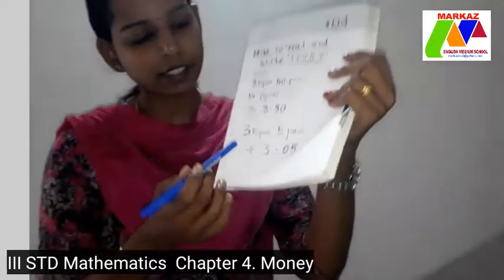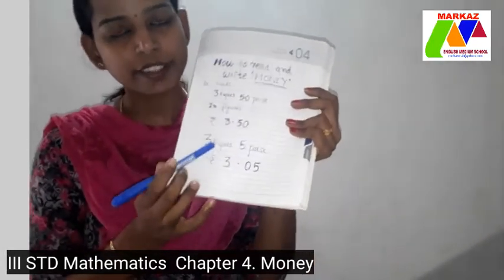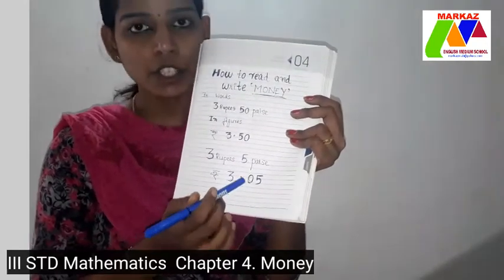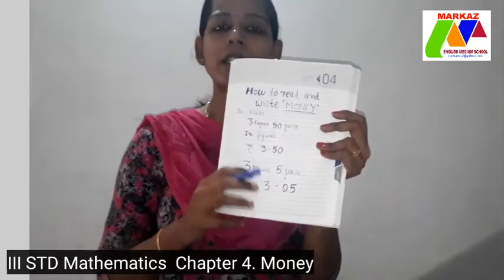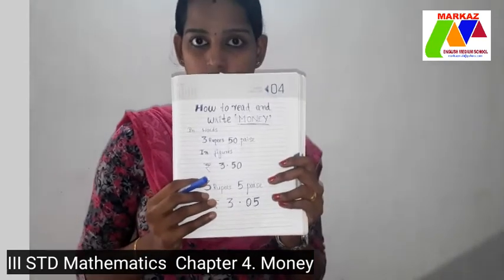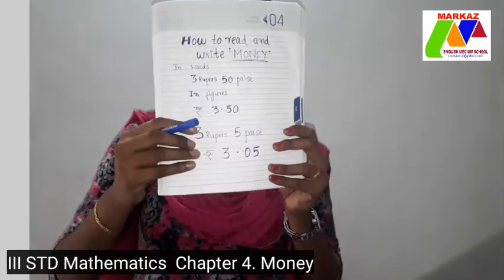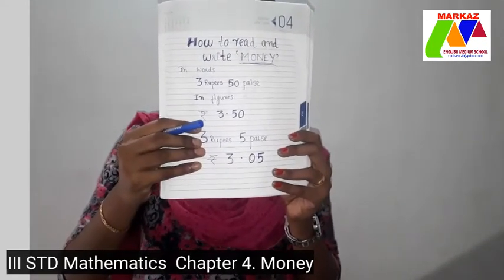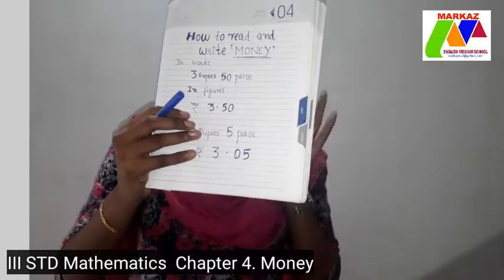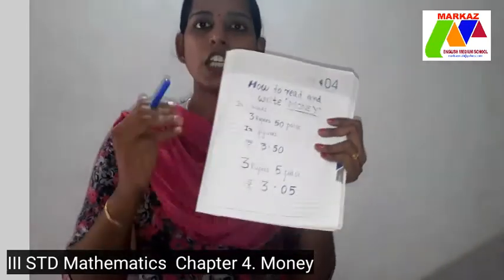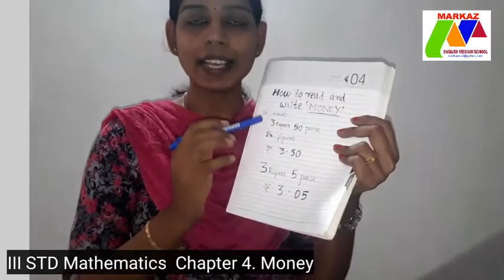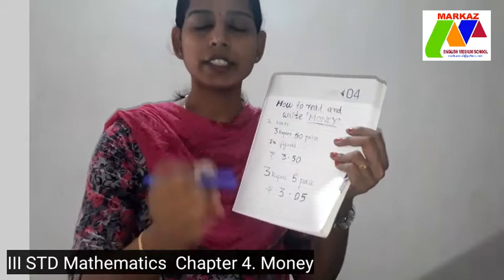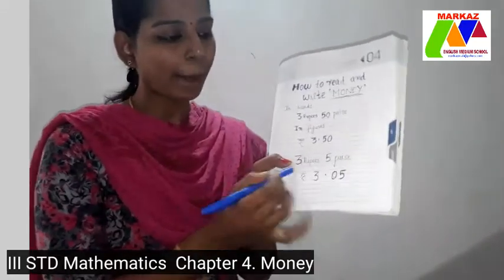So here rupees, then we just added that 3, then put a point, then 0, 5. Here you might be thinking, why is there a 0, right? Most of the students make mistakes in writing 50 paise and 5 paise. So students, keep in mind, if the paise is less than 10, we have to add a 0 after the dot.